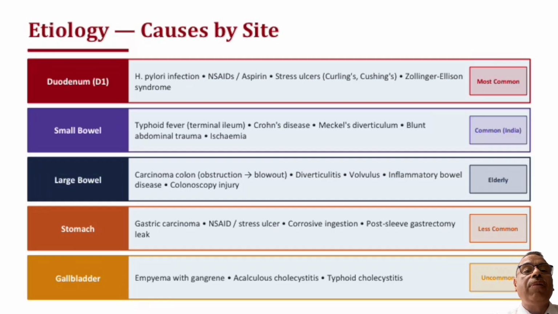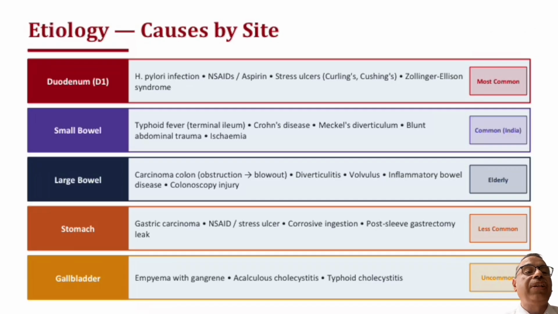Then we come to small bowel. As we have seen, typhoid fever, especially affecting the terminal ileum, is one of the commonest causes of perforation in tropical countries and also in India. Crohn's disease, an inflammatory bowel disease, specifically affects the small bowel. Meckel's diverticulum, seen in approximately 2% of the population, if it gets inflamed, leading to Meckel's diverticulitis, is also a danger of perforation, leading to peritonitis.